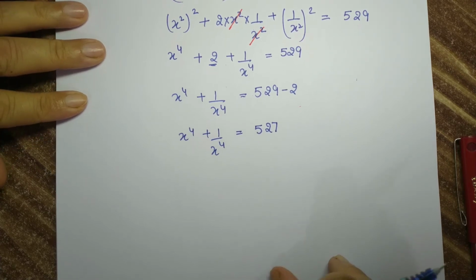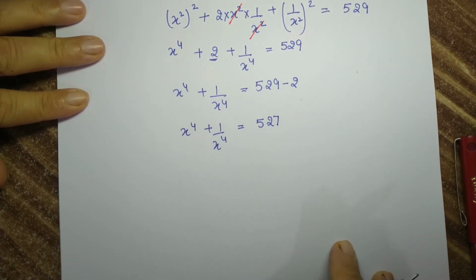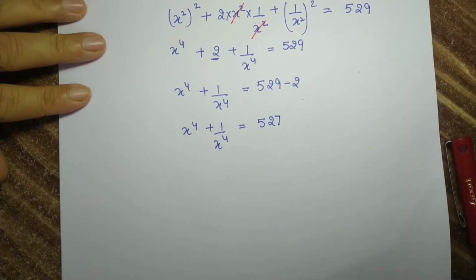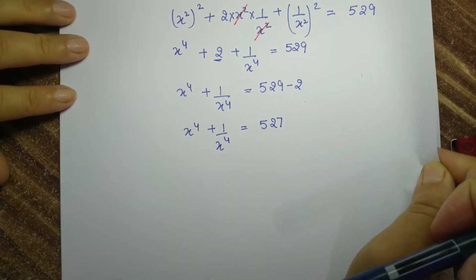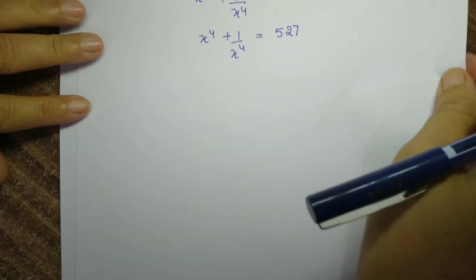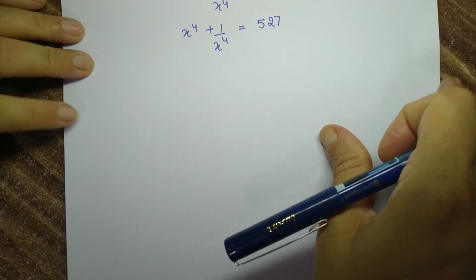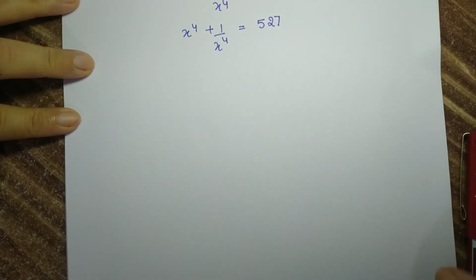Okay. Now students, question number 10. Question number 10 is also the same type of question that you have to solve by yourself. But in question number 10, you have to apply the identity (a minus b) whole square. Okay. Now move to question number 11.